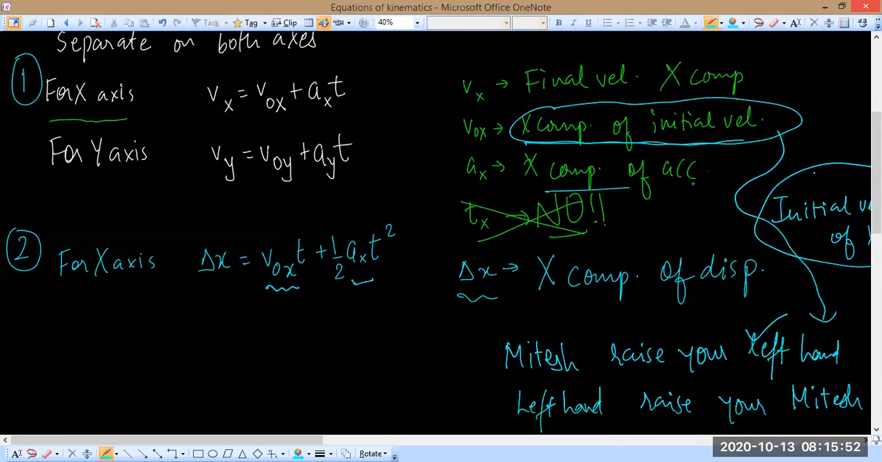And ax is the x component of acceleration, right? Okay, now for y axis, who can tell me what we should be writing? Write the whole equation on your own. Can you write the equation? I know it's a bit complicated to type. Can you write the whole equation, everyone?